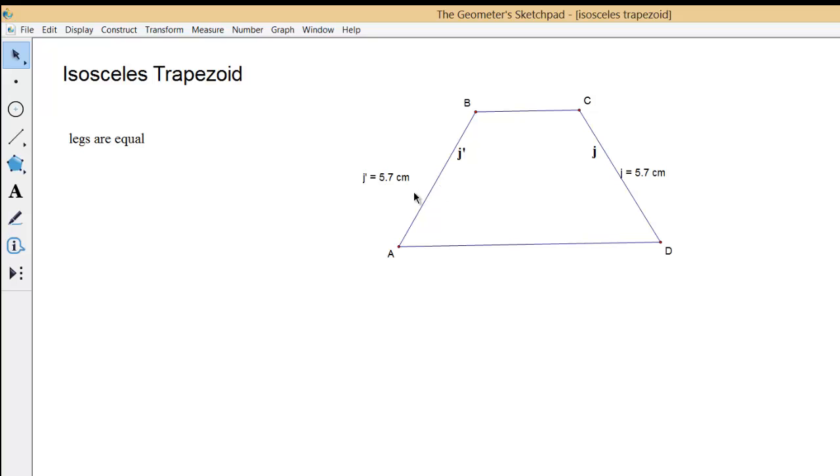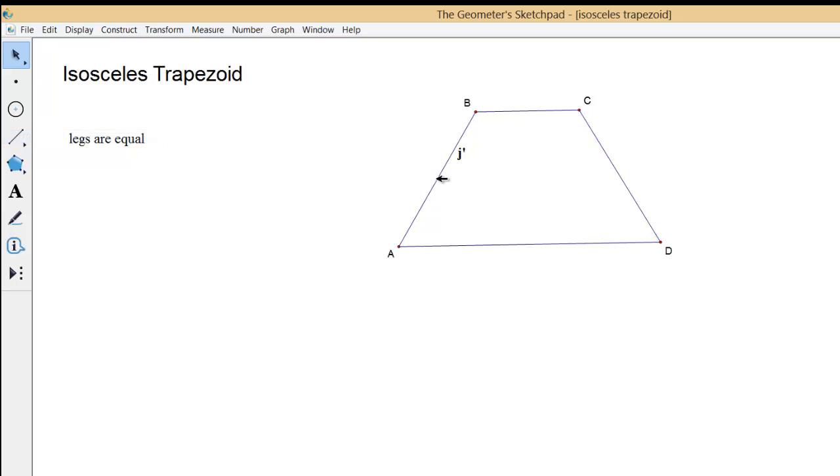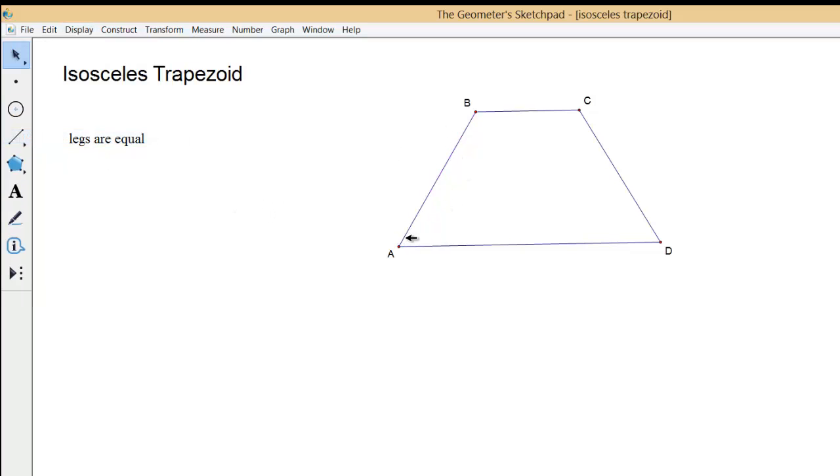Right. Now, if we measure these angles at the base, angle BAD, this angle measures 59.2, and then let's measure this one, angle CDA. This one is also 59.2.